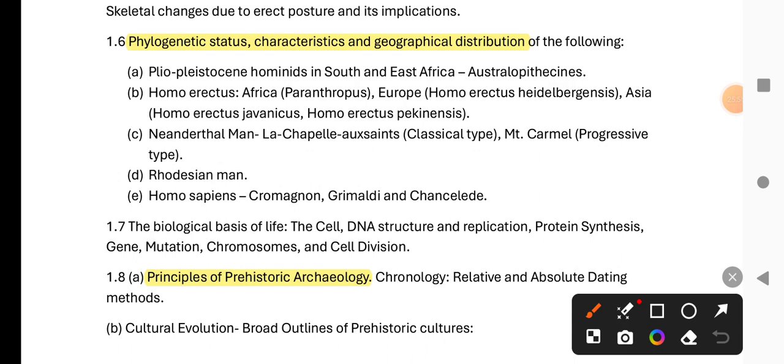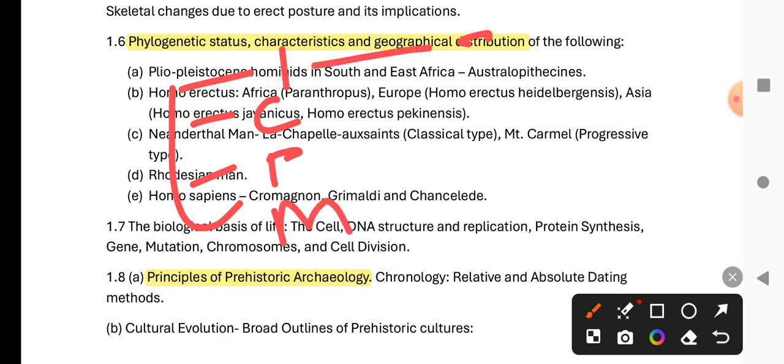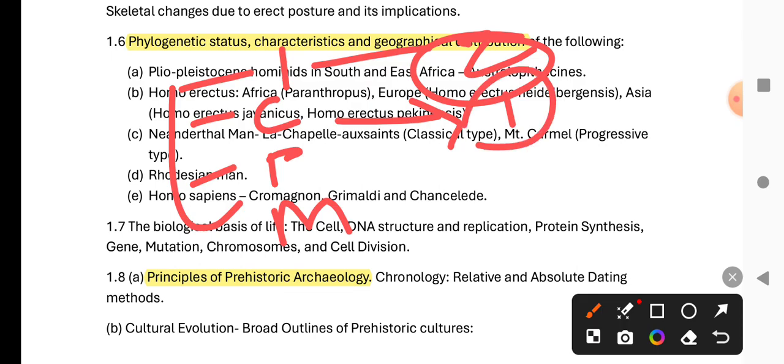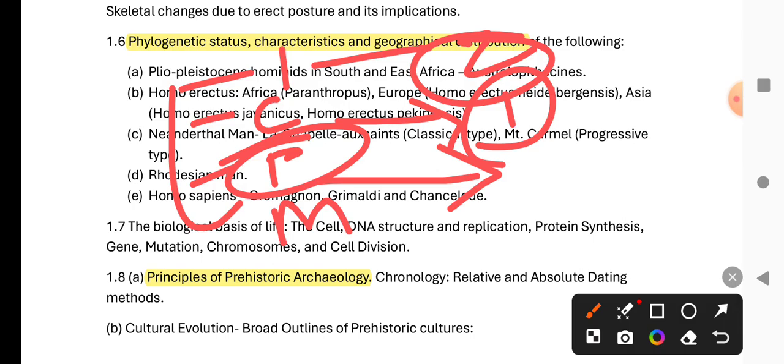Next is the shape or arrangement of teeth, like the arcade. The shape or arrangement of teeth is very important for each and every human fossil evidence. These teeth are divided into four subparts: incisors, canines, premolars and molars. Incisors are two teeth, canine is one, upper and lower, premolar is two, and molar is three.